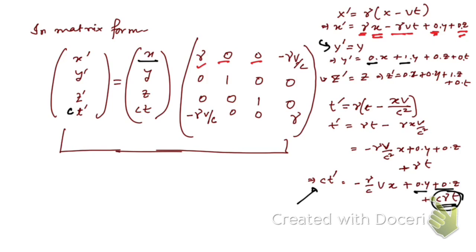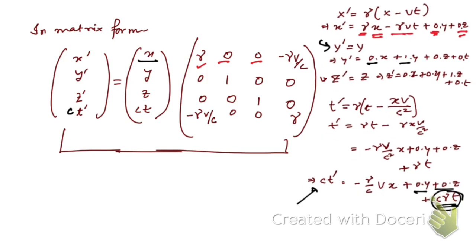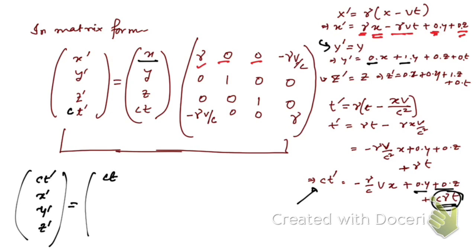First let me clean these things. Just wait, you can just cut off these things. Okay, right, just wait, let me keep them here. Let me write the Lorentz transformation equations here. So this transformation can be written in this way also: ct dash, x dash, y dash, z dash, this is the first column matrix, is equal to, then ct, x, y, z.